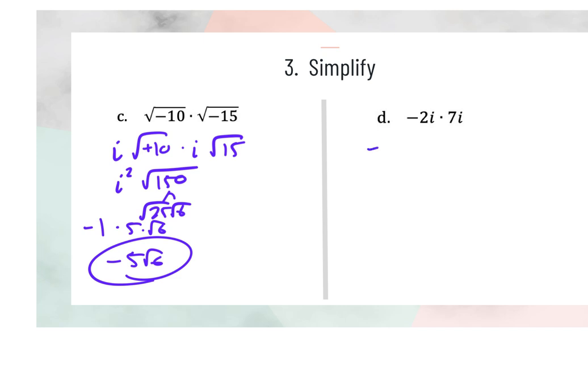Over here, I'm going to have -2 times 7 times i squared. -2 times 7, i squared is -1. So after all that, I'm going to get positive 14.